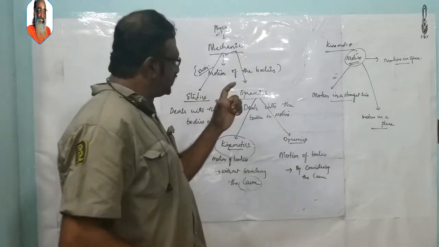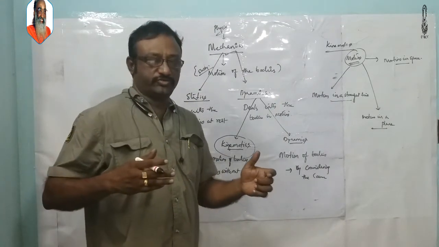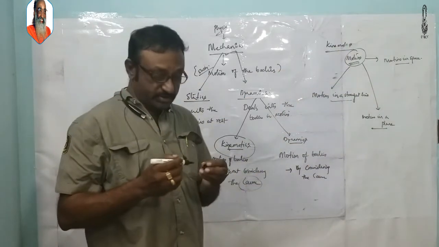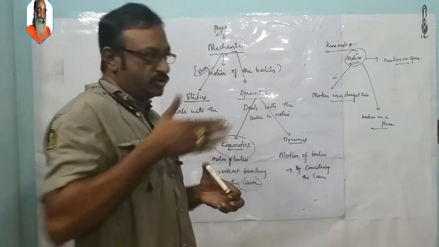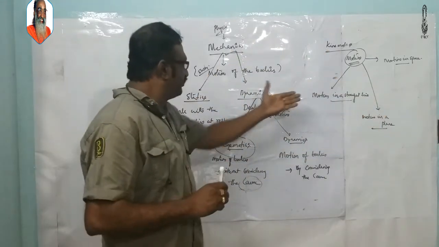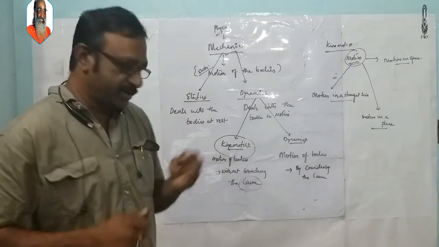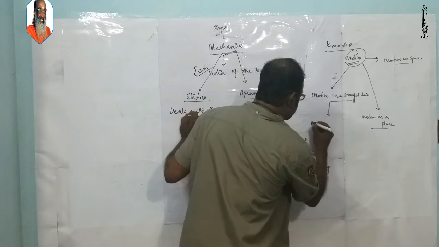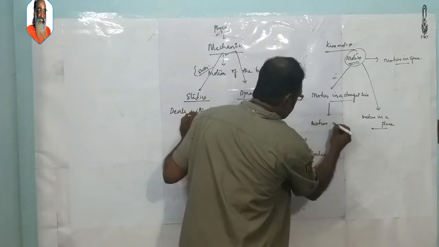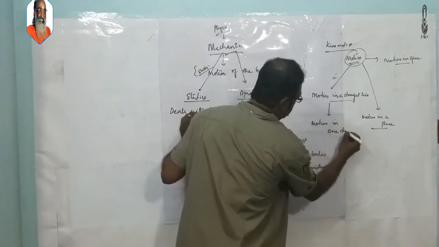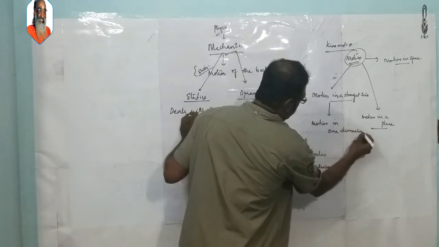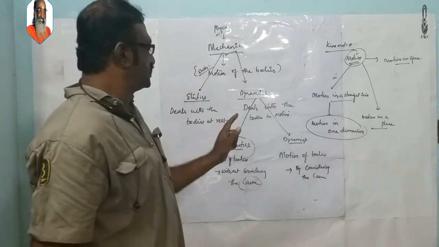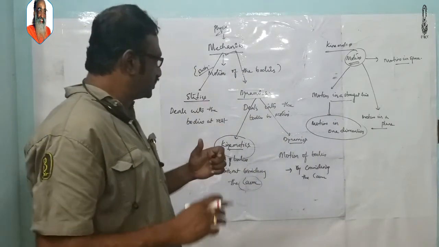So here motion in a straight line means, suppose you take an example, a car moving on a straight road, that means particularly in a single direction. If it is moving in a straight path, then we call it motion in a straight line. And we call this motion in a straight line motion in one dimension. Motion in one dimension. Okay. So motion in a straight line, we can call it motion in one dimension.